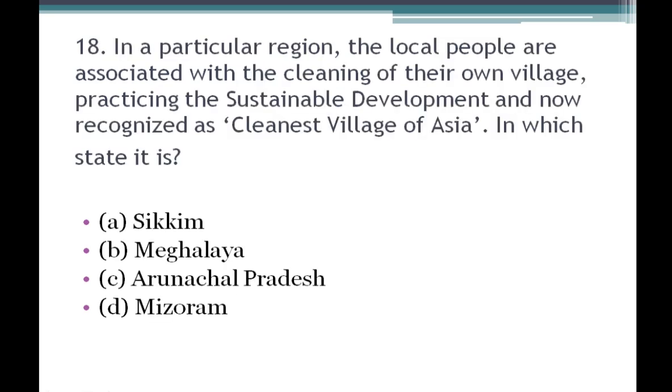Question number 18. In a particular region, the local people are associated with the cleaning of their own village, practicing sustainable development and now recognized as cleanest village of Asia. In which state is it? So it is in Meghalaya. Option B is the correct answer.